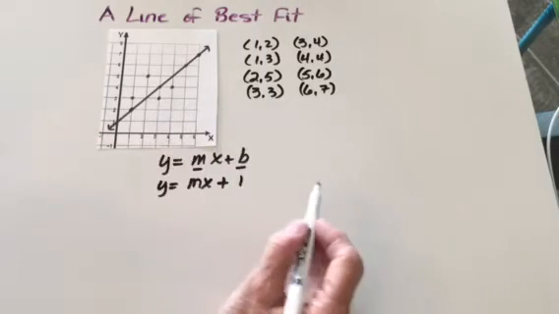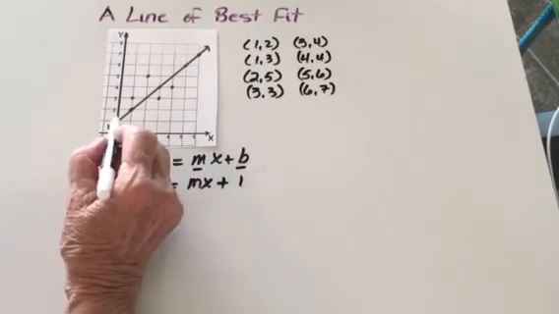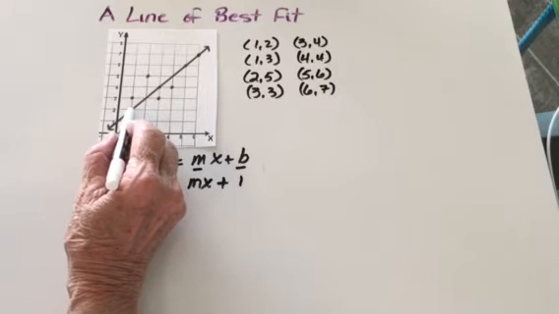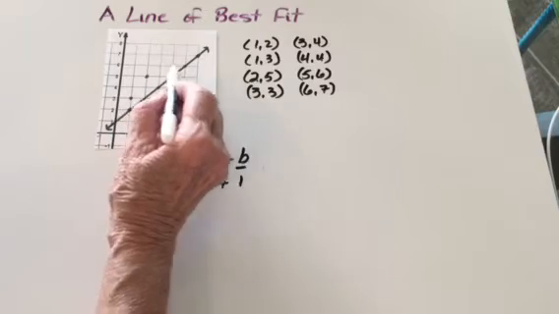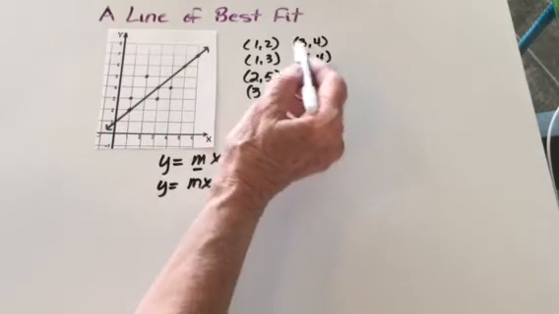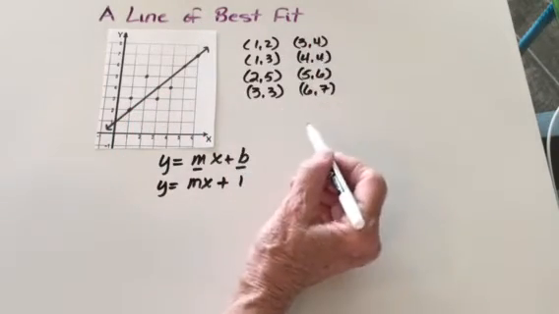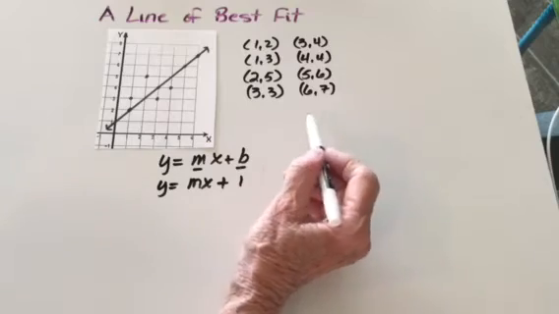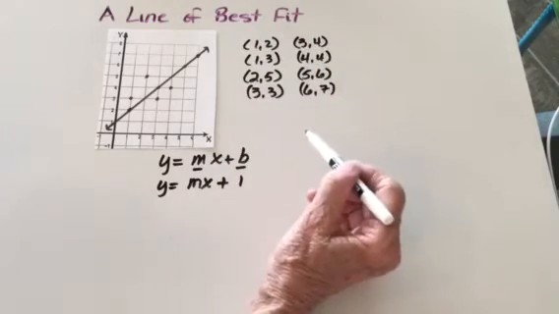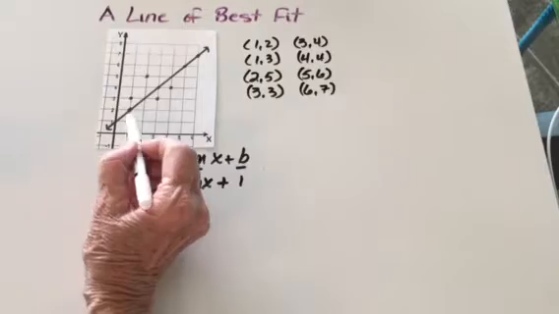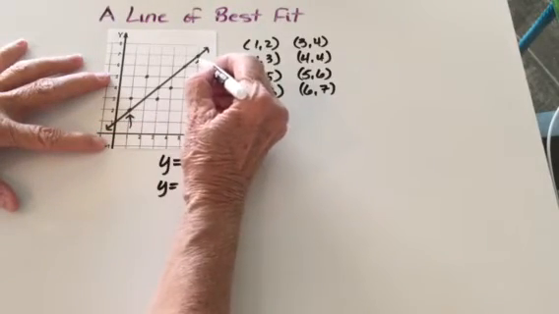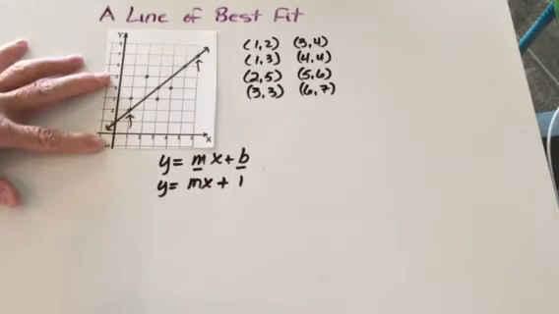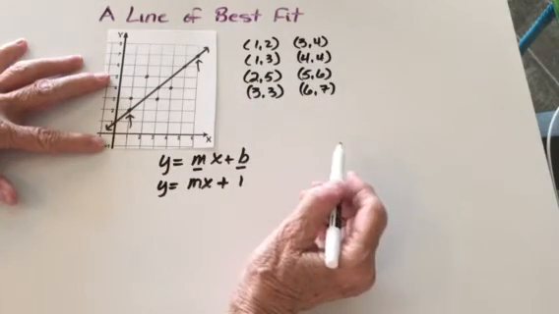Now, I'm going to show you 2 ways to figure it out. Let's go up 1 over 1. Up 1 over 1, up 1 over 1, up 1 over 1, right? But we should be able to also choose 2 of these points, but it has to be certain 2. It can't be just any of these 2. It has to be this point and this point. And when we figure this out algebraically, it better come up to 1.